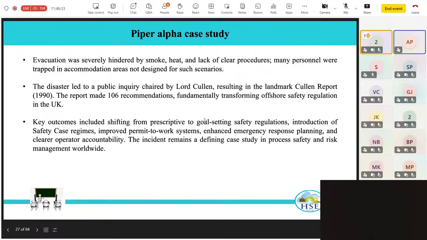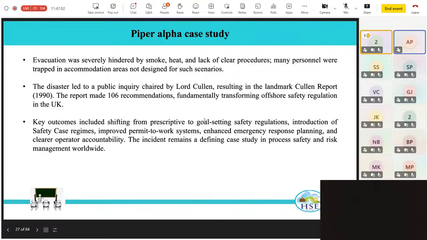The UK Parliament immediately appointed an investigation committee, and Lord Cullen was the chairman of that committee. This committee gave the landmark Cullen report on this particular incident. The report, which was published in 1990, gave 106 recommendations, fundamentally transforming offshore safety regulations in the UK.